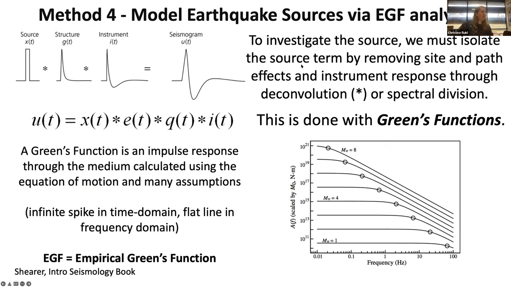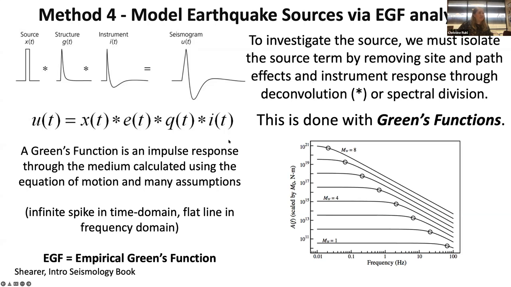So anytime you have a waveform, it's made up of all of these different parts, right? It has the earthquake source, it has the structure or the velocity field, the path and the site effects, and then it has the instrument effect. Some of these are easy to remove, some are not. So in order to investigate the source, you have to isolate it from these other parts of the waveform, and you would do this with deconvolution or spectral division.